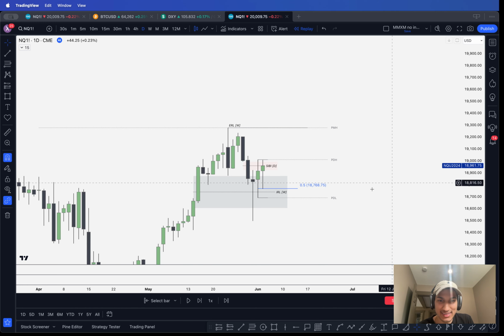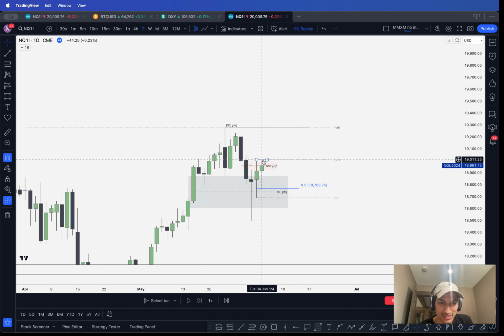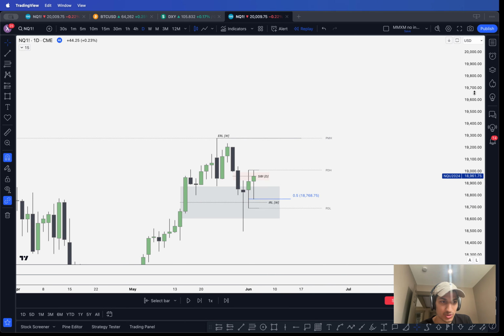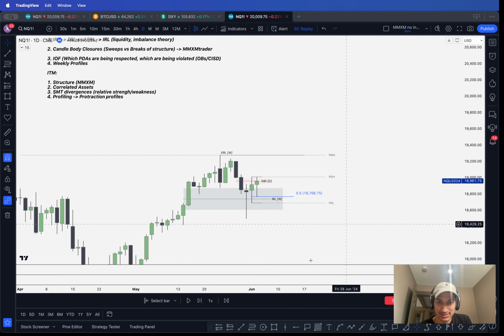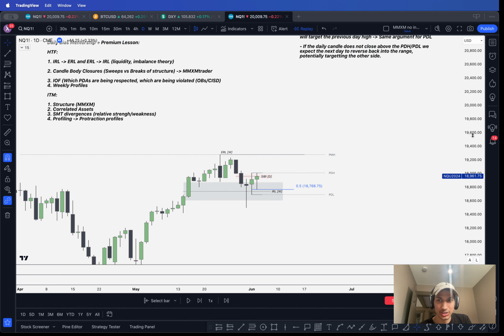Someone tell me if they think that we're more likely to come into the previous day high or the previous day low. What do we think? And why? Using these three concepts. Remember, the second concept here is not telling us much because we're internal to the range. So let's use this institutional order flow argument and this IRL to ERL, and let's see if we get a better argument.